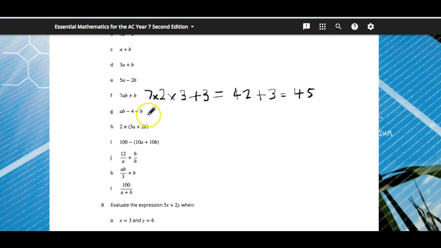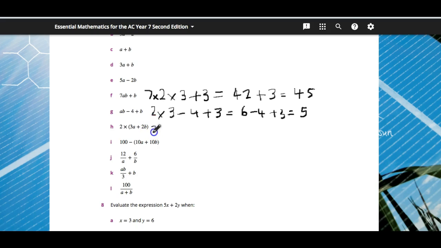All right, the next one, A times B. So we have 2 times 3 minus 4 plus B, which is 3. Okay, so we'll do the multiplication first. 2 times 3 is 6 minus 4 plus 3. Okay, 6 minus 4 is 2. 2 plus 3 is 5.